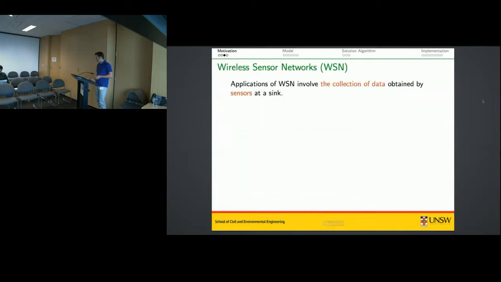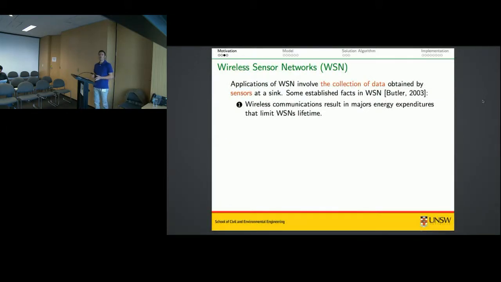And I'll just quickly give some information about wireless sensor networks. It's not my field of expertise, but I have come to know a little of it. So basically, in wireless sensor networks, you use sensors which communicate wirelessly, and they are generally used to collect data, and then you have to forward the data to a sink.